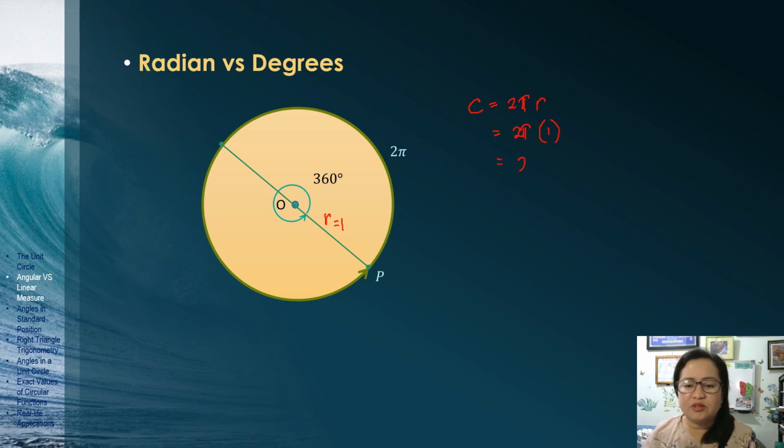Simplifying, that will give you 2 pi. In other words, 360 degrees is equivalent to 2 pi. Now what if the point has moved only up to this point or up to that location?